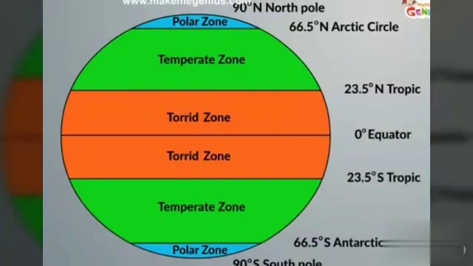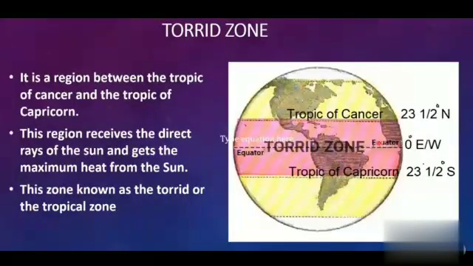Next are the 3 basic zones: torrid zone, temperate zone, and polar region, the frigid zone. First one we studied is the torrid zone. Okay, it is a region between the Tropic of Cancer and the Tropic of Capricorn. The region receives the direct rays of the sun and gets the maximum heat from the sun. This zone is called the torrid zone or the tropical zone. Okay, see the pictures to note it down.